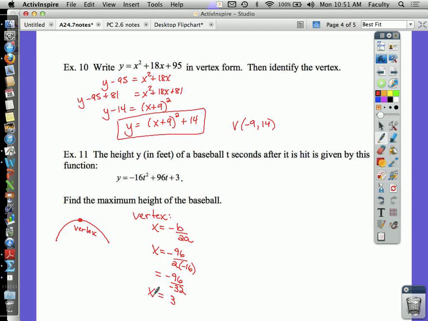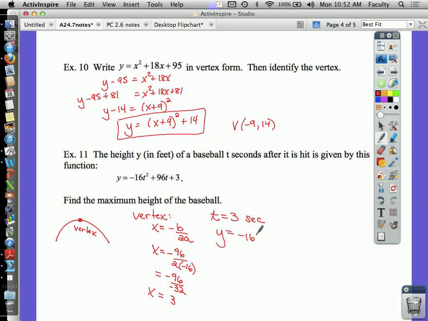Is the answer, the maximum height, 3? What does the 3 represent? Your x is t. Do you notice there was no x in our problem? There's no x, but what letter is really the 3? T. So the time is 3 seconds. What we found is when the baseball hits its maximum height. It's at 3 seconds. So how would we find the maximum height? Plug that into your y.